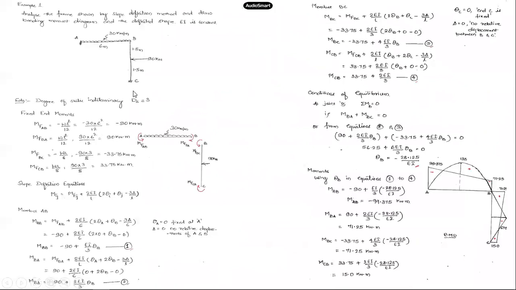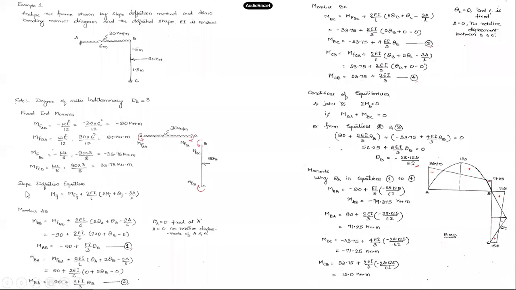So this was a simple frame, a non-sway frame. We went for determining the degree of static indeterminacy. It is required to calculate. It is better you calculate and mention the degree of static indeterminacy. Then the fixed end moments for each of the members and joints.